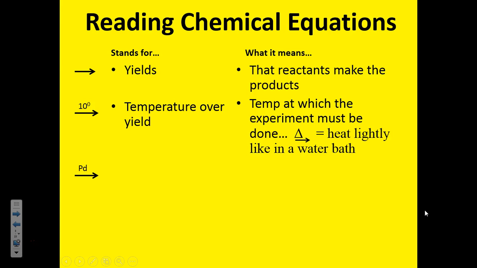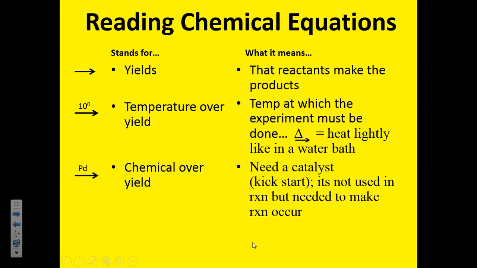A lot of times what we'll do is we'll use, say, a beaker full of water, and we'll heat that beaker and we'll put a test tube in it, and the purpose of that is just to make the reaction a little bit warm to help it happen. If you have a chemical sitting over top of the yield sign, that chemical is a catalyst. What a catalyst is, it's something that helps get a reaction going. All right, but it's important to say that a catalyst is not a reactant. A catalyst is not used up in the reaction, so it's not a reactant, it's just something that helps.